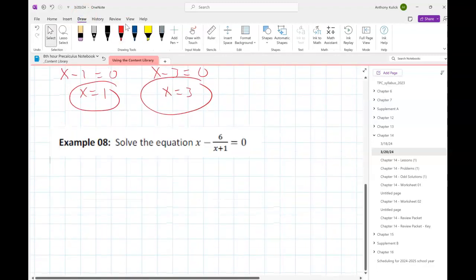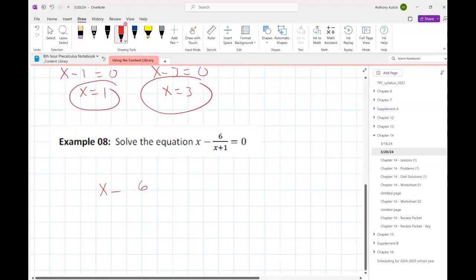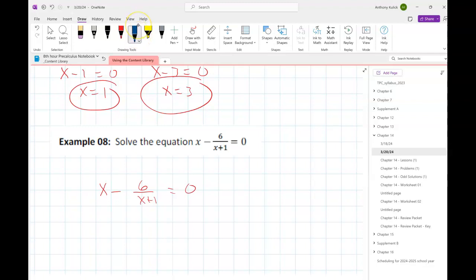So I have x minus 6 over x plus 1 equals 0. What will be the least common multiple of the denominators? x plus 1. Very good. Who said that? Good job. I couldn't hear, it was all mumbly.